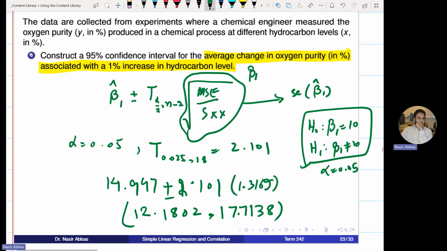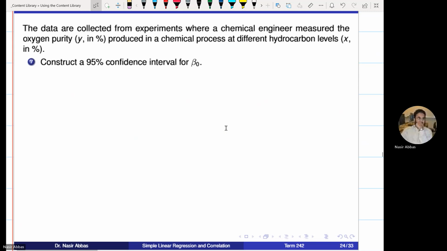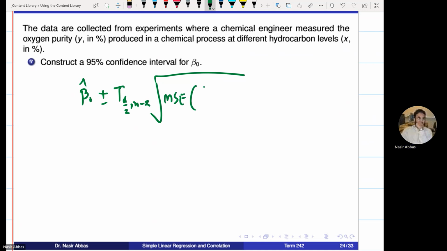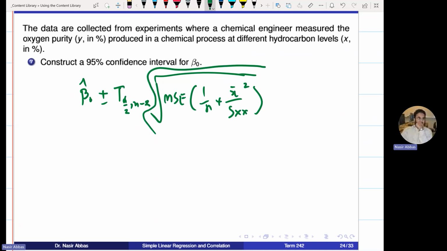It's not a valid question. The next question says construct a 95% confidence interval for beta naught. That should be beta naught hat plus minus T alpha by 2 multiplied by the standard error. You have already found this one. This is MSE times (1 over N plus X bar square over SXX). You have already found the whole of this in question 4, I think. This is the standard error of beta naught hat.